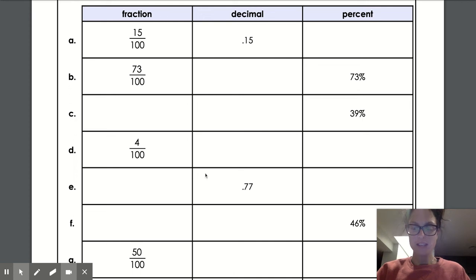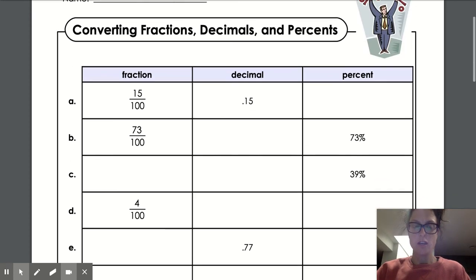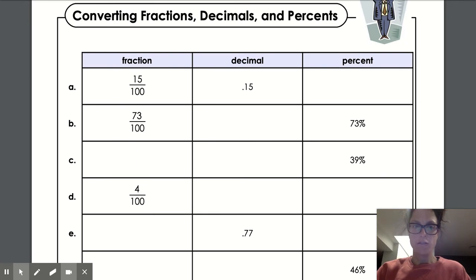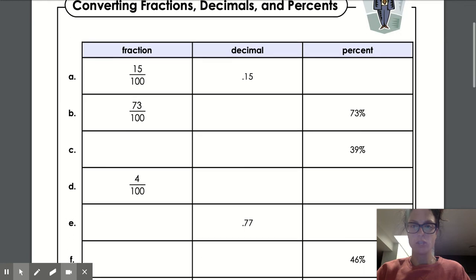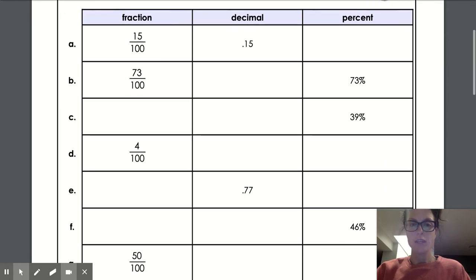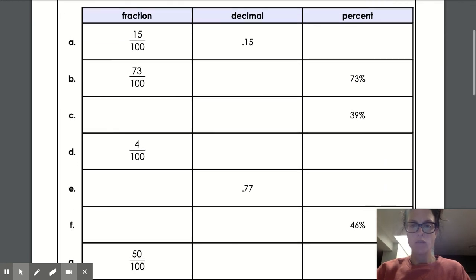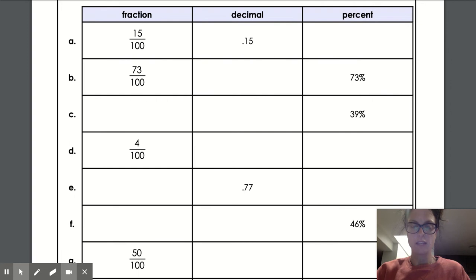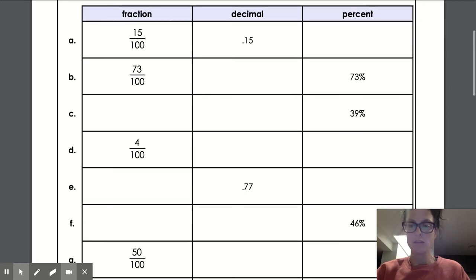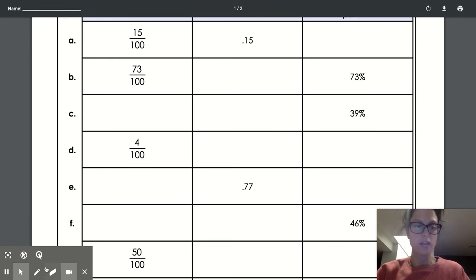Good morning, everybody. What we're going to take a look at today are how to change back and forth between fractions, decimals, and percents. Okay, so I pulled up this worksheet today just to kind of help give you an idea and a visual of what it all looks like when they are together so you can start seeing patterns and making connections between the three of them. So we've dealt this year a lot with fractions and decimals, and so percents are the new one that we are taking a look at.